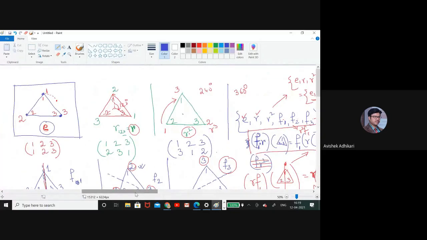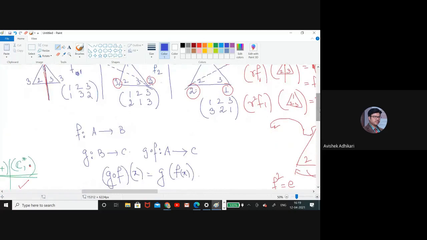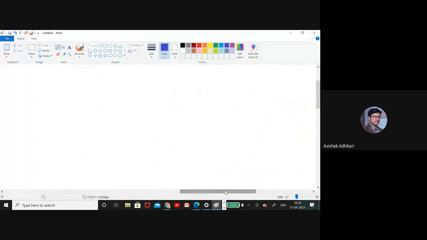For example, I started with E and I wrote E as 1 2 3 1 2 3. So it was like a permutation notation. Maybe I can write it here. The identity element was like this: 1 goes to 1, 2 goes to 2, and 3 goes to 3. So E was my 1 goes to 1, 2 goes to 2, 3 goes to 3.